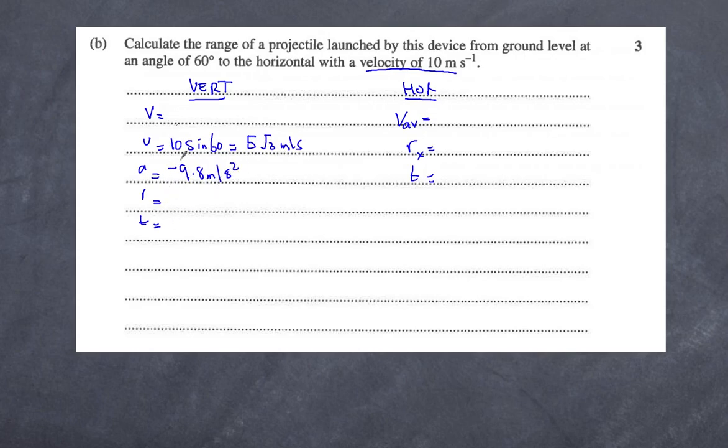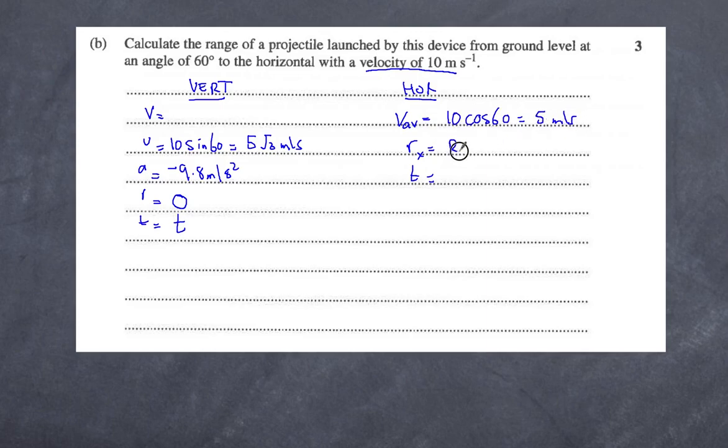The range, it goes up and down. We're told it's from ground level, okay? So therefore, we're going to get a range of 0. We don't know T, and we need to know T. Over here, the average velocity horizontally is 10 meters per second multiplied by the cos of 60, and that gives me equal to 5 meters per second.